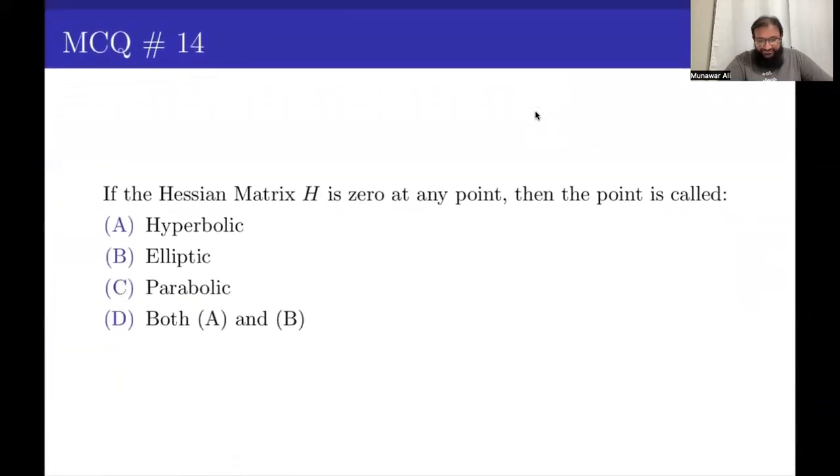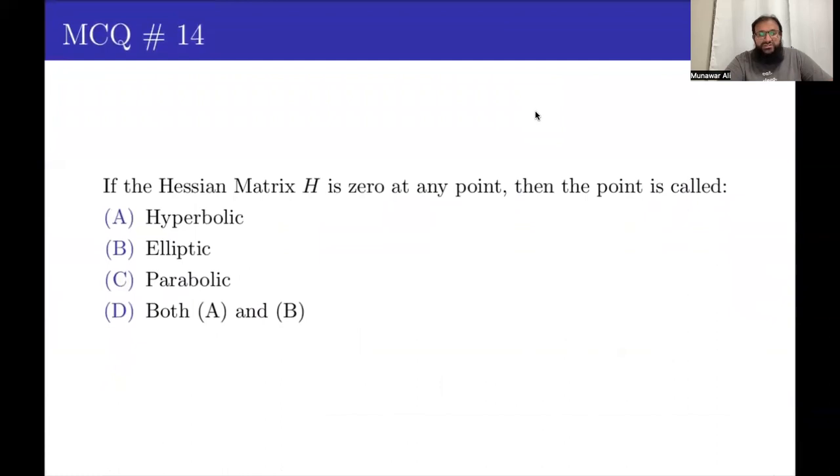Moving to the next one, which I'm not really sure what is going to be the answer for this question, but it is going to be repeated by SPSC time and again. So I couldn't find any good reference for this one, but if you can find one, then it's going to be a good help for me as well. But the correct option for this one is C. So if the Hessian matrix H is 0 at any point, then the point is called parabolic. So it doesn't make sense to me.